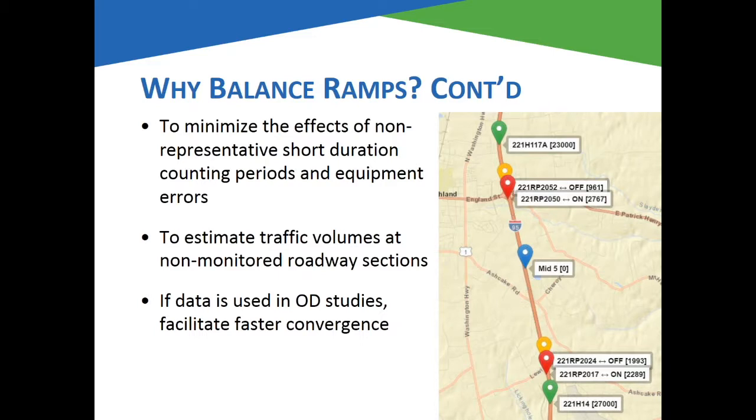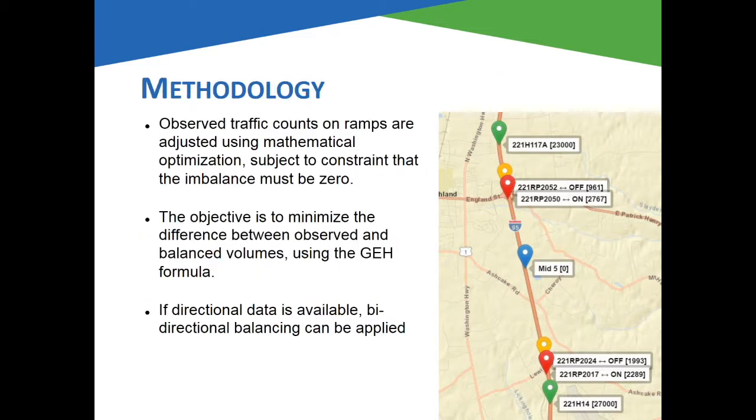So we do this ramp balancing in order to match up data that was collected at continuous counters and short-term counters on the ramps to estimate the midpoints where you could not count because it was either too dangerous or you didn't have a counter there, and in doing that we perform this analysis. All right, I'll just move this through. Okay, so here's how it works.